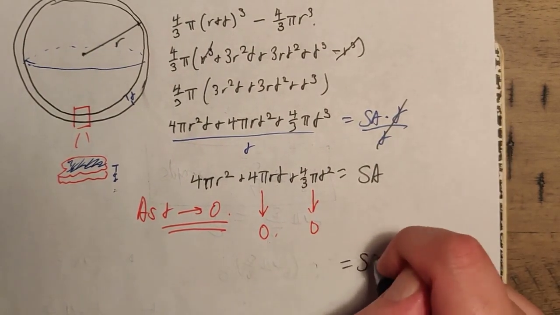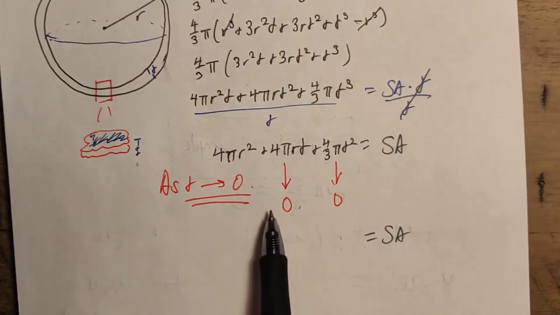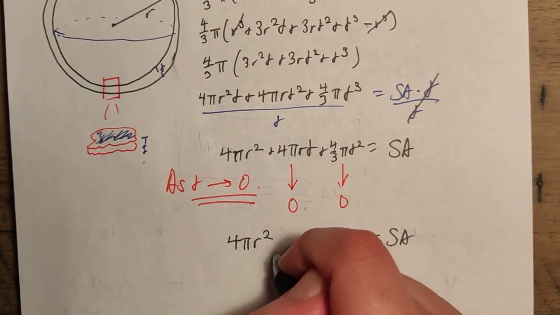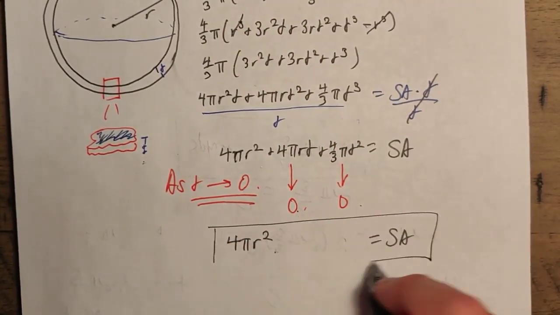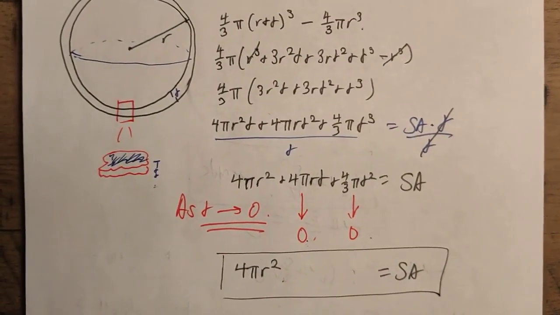Which means that as T gets very, very close to 0, our approximation of the surface area gets much, much better. This goes to 0, this goes to 0, and the only thing that's left is 4 pi R squared. So the surface area of a sphere is therefore 4 pi R squared.